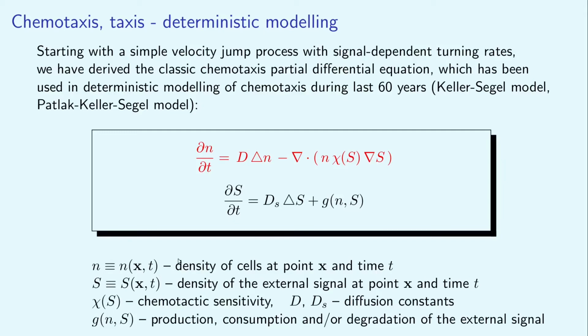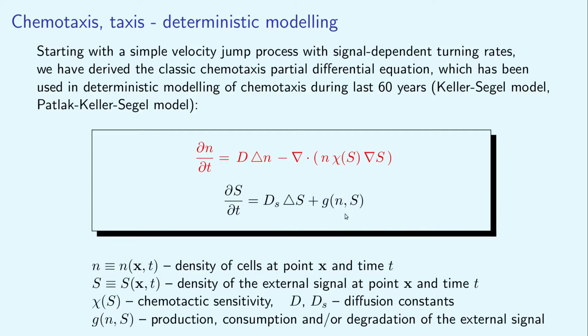To formulate this system, which is sometimes called the Keller-Segel model or the Patlak-Keller-Segel model, we have to also specify the functional forms of various terms, like the chemotactic sensitivity, which in our previous derivations was a constant, but it could also depend on the signal S. The signal S could also be produced by cells, or consumed by cells, or degrade on its own.